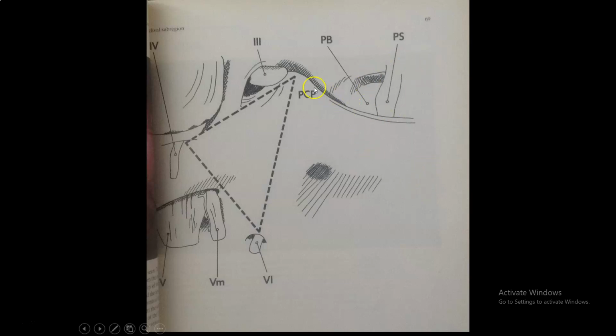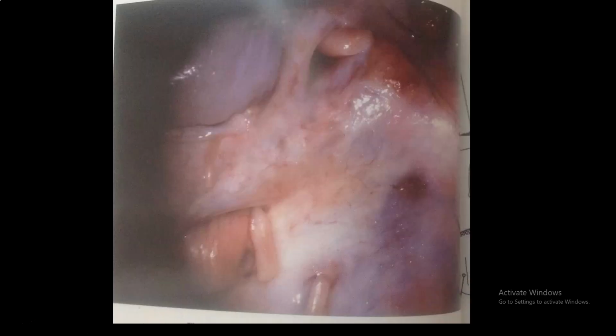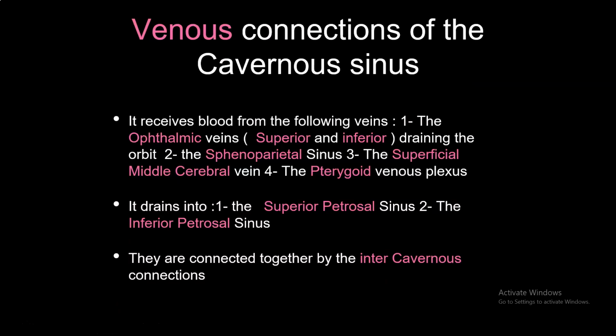This is to show you the medial with the posterior clinoid. This is a true view. Here is trigeminal, here is the sixth nerve. You'll find here the trochlear and the line between them and the posterior clinoid. You find the nerve. Venous connections of the cavernous sinus receives from the following veins.